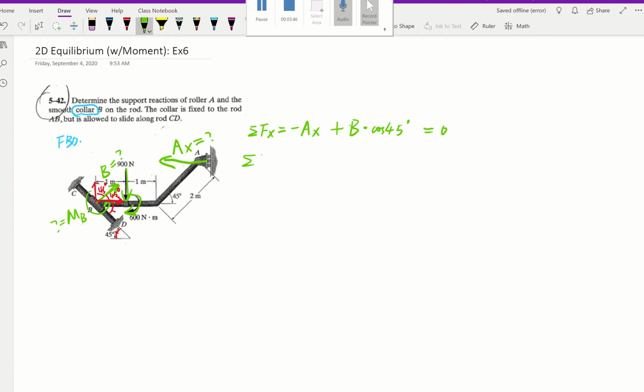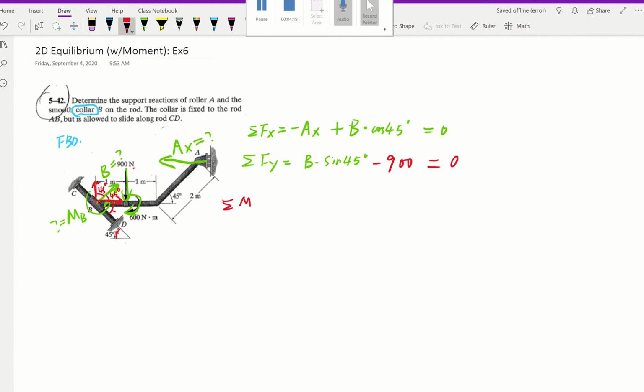Then we do forces in the Y direction. B is going to have a force in the Y direction. It's B times sine 45, and it's going upward, so it's positive. Then we have this 900 going downward. No other forces in Y, so that's equal to 0. The last equation is the moment equation. And what do we take moment about?